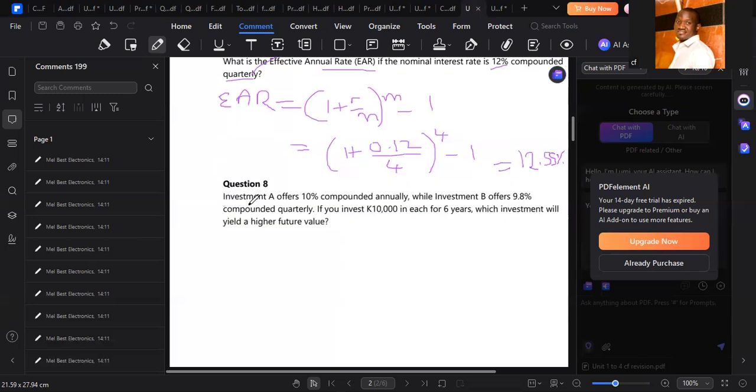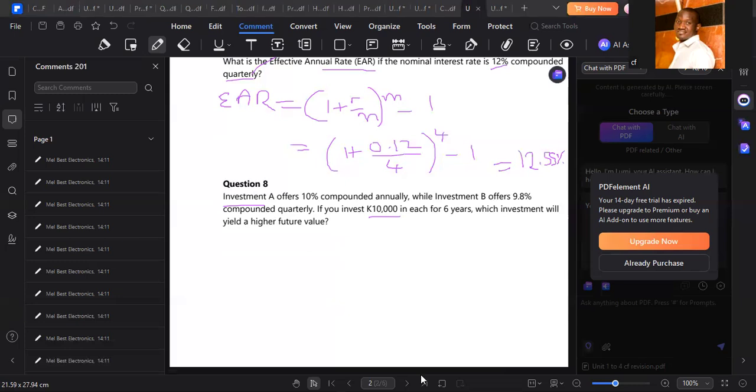Then Company A offers 10% compounded annually. Company B offers 9.8% compounded quarterly. If you invest 10,000 in each for 6 years, which investment will have a higher value? So you're comparing two investments. Investment A, 10% annually. Investment B, 9.8% quarterly. And the principal amount is 10,000 for both, for 6 years. So how do we calculate for the first one?